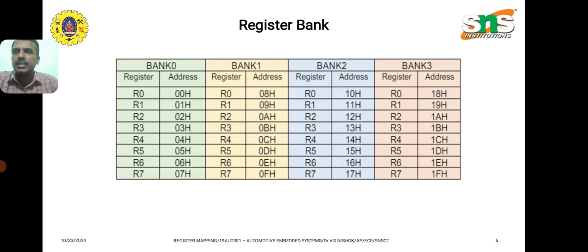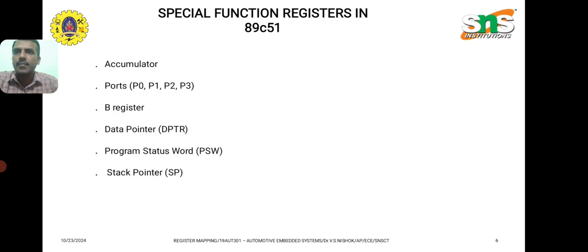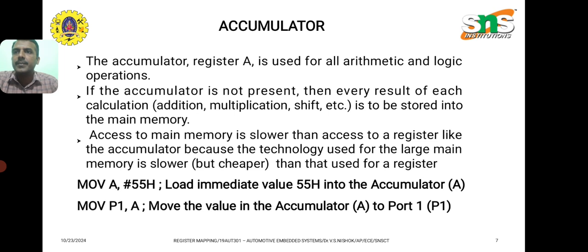So here is the example for register banks. That is 4 banks with each register with the address, that is memory location, represented here. Special function registers in 89C51: accumulator, ports 0, 1, 2, 3 and B register, data pointer DPTR, program status word PSW and then stack pointer SP.